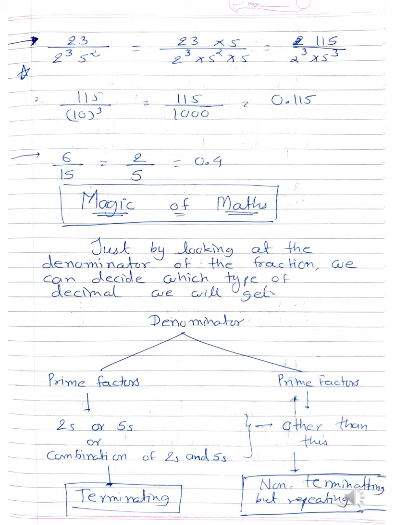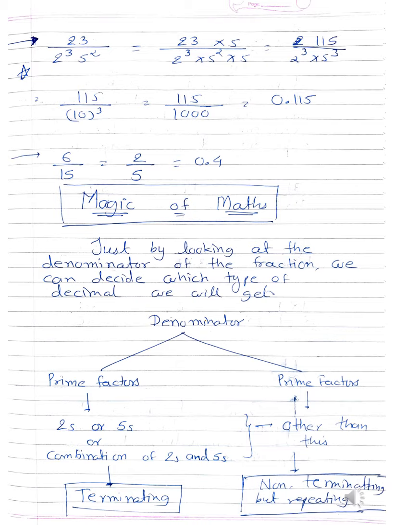But one important magic of maths we need to figure out here. Listen carefully. You know how to convert fractions into decimals, that is the simple division method. But if I do not have to actually convert it, but just looking at the fraction, can I decide which type of decimal I will get? You know, two types of decimals are there, which are rational actually. The first one is the terminating one. The other one is non-terminating but repeating, the decimal with that bar, you know that.